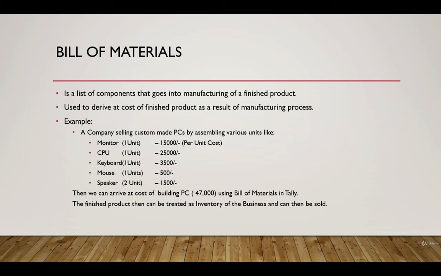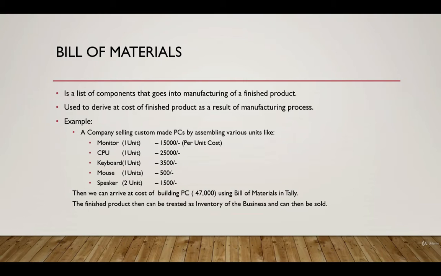Now on your screen we have an example of what a bill of material looks like. This bill of material contains a list of items that go into the making of a PC, and it states that a PC is made up of 1 unit of monitor, CPU, keyboard, a mouse and 2 units of speaker, and the rate of each unit is also present in this bill of material.